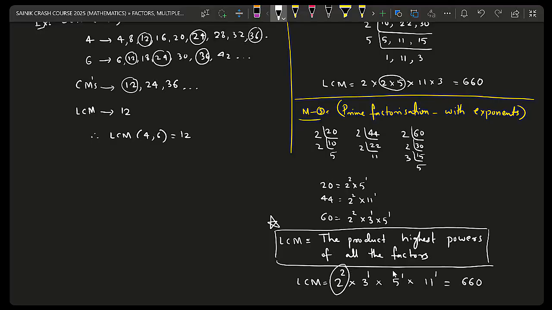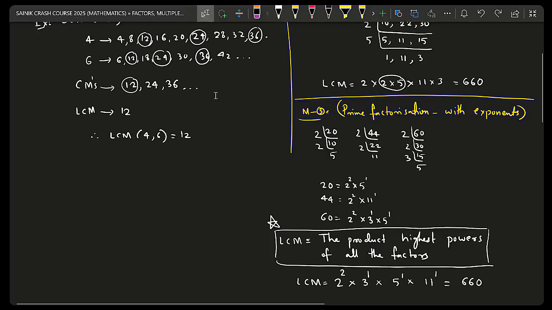Okay? Okay, Manaswini? Okay, sir. There is only one power for 3. And that will only be the highest, right? Yes, sir. And similarly, 5 power 1, 5 power 1, both are same. So that will only be highest. Yes, sir. And similarly, 11 also there is only one power. That will only be the highest. Yes, sir. So answer will be 660. Okay? Okay, sir. Any other doubts? No, sir.